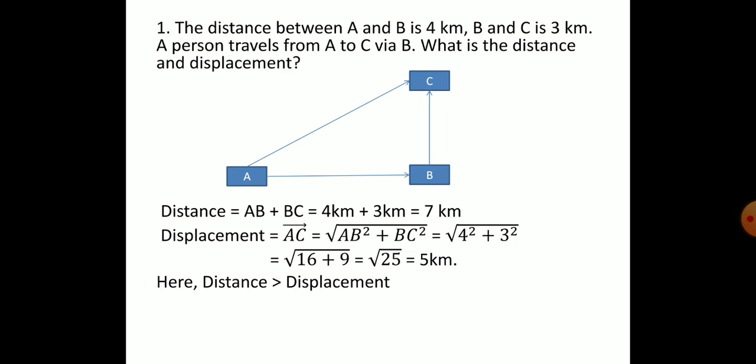Okay, first case, he travels via B, so the distance is equal to AB plus BC. So you can directly add. What is AB? The distance between A and B is 4 kilometers, and now the distance between B and C is 3 kilometers. Now we add both and we get the answer as 7 kilometers.